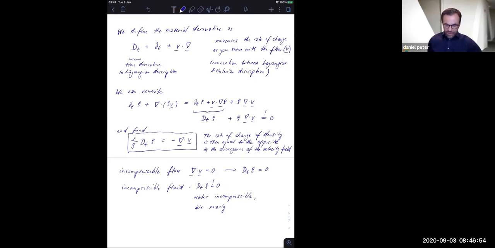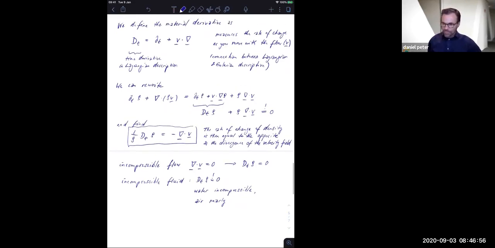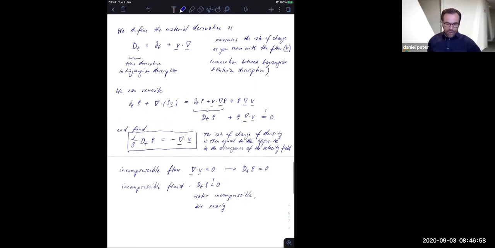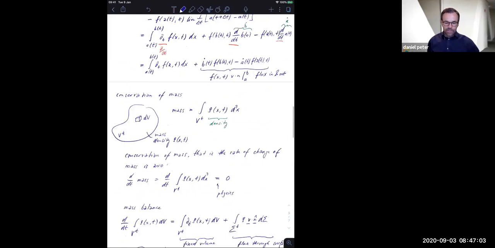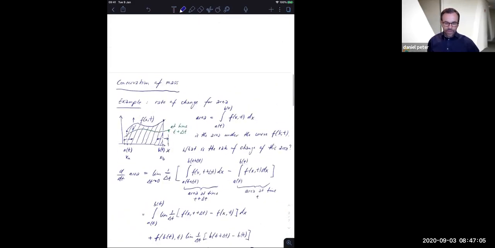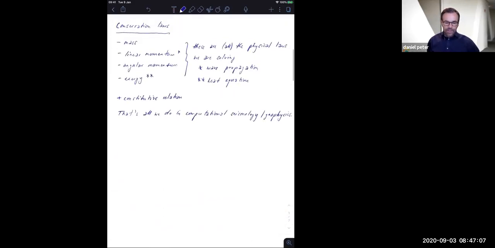Good. Anyway, so that's the first conservation law that you saw: conservation of mass. What we will do in the next few lectures is look at the other three conservation laws: conservation of linear momentum, angular momentum, and energy.